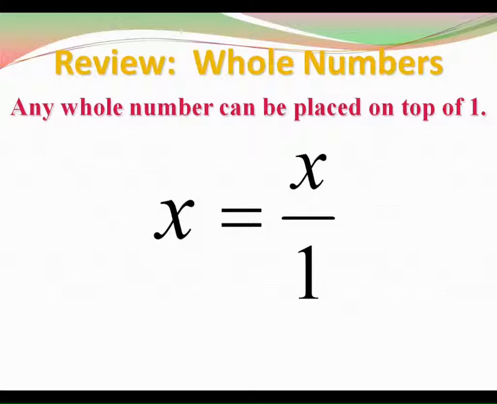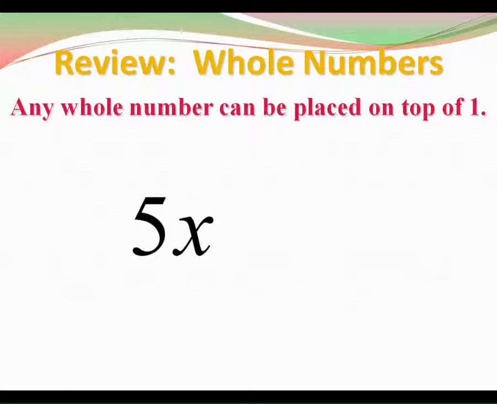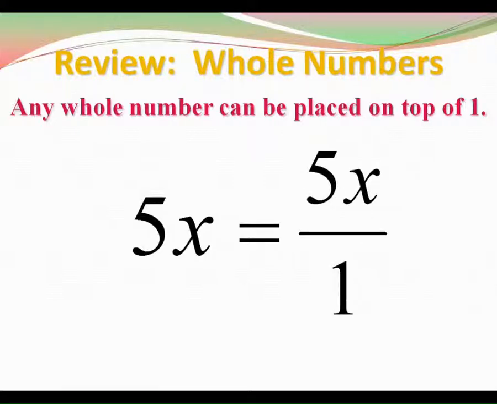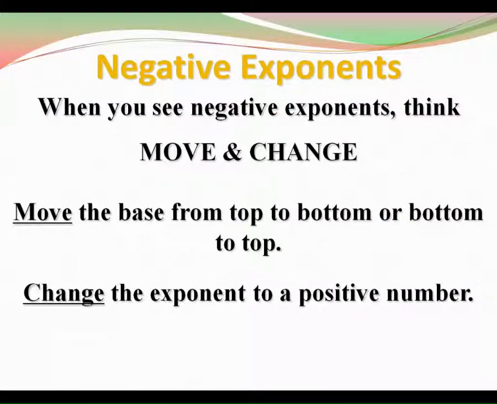So it's important to know that if something's not a fraction, we can make it a fraction by putting it over 1, just like we do with slope. Same thing, if I have a coefficient in front, that can still be placed over 1. Everybody with me there? Any whole number or variable or coefficient variable, monomial, can be placed over 1. That's going to help us when we talk about negative exponents.